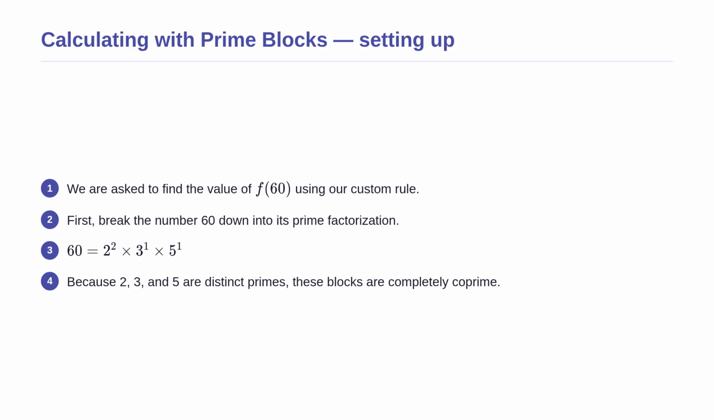Now that we have our custom rule for prime powers, let us apply it to a concrete example. We are asked to find the value of the function for the number 60, written as f of 60. Our first step is to break the number 60 down into its prime factorization. We find that 60 is equal to 2 squared times 3 to the first power times 5 to the first power. Because 2, 3 and 5 are distinct prime numbers, the blocks 2 squared, 3 to the first and 5 to the first are all completely co-prime to one another. We have successfully set up the prime factorization.